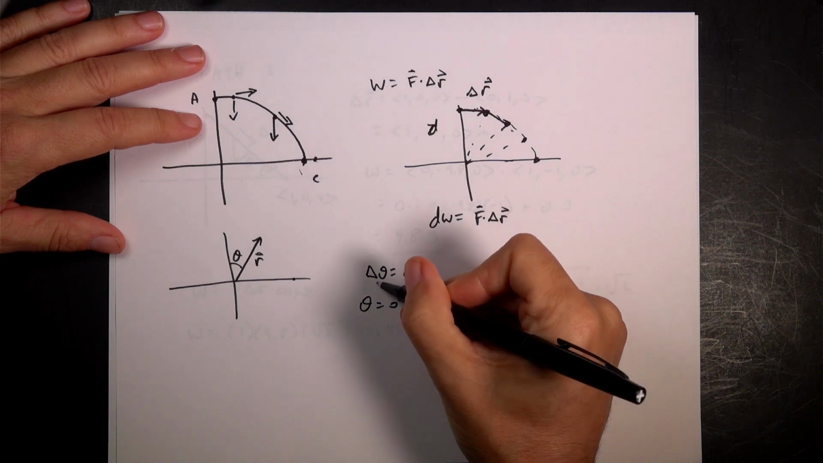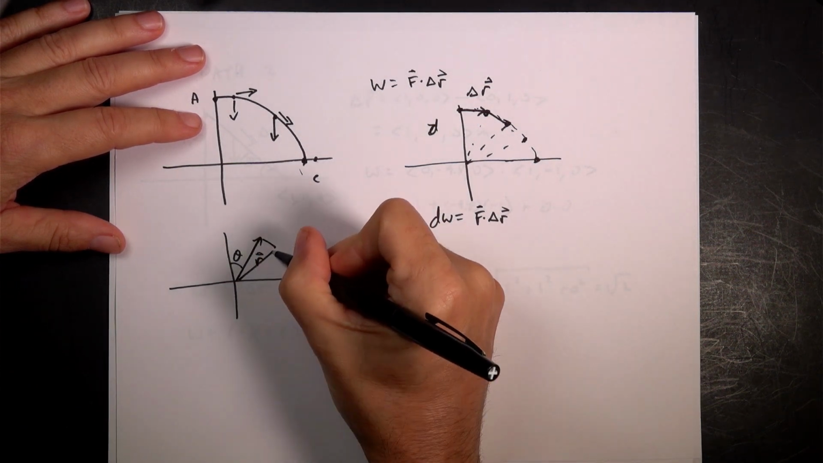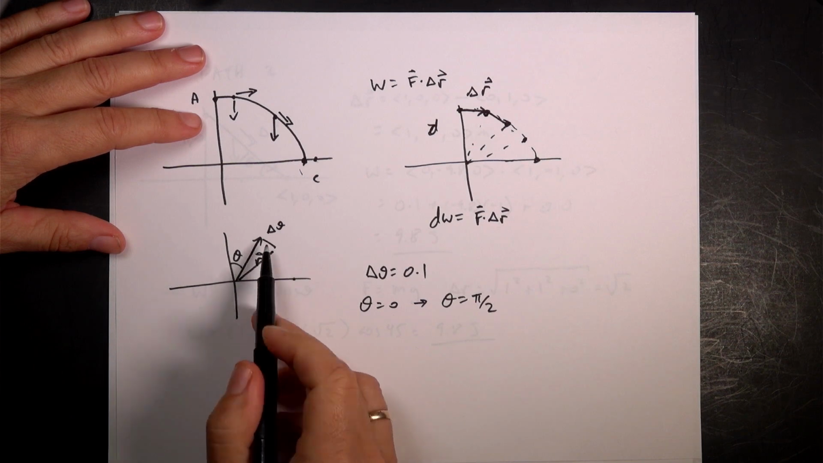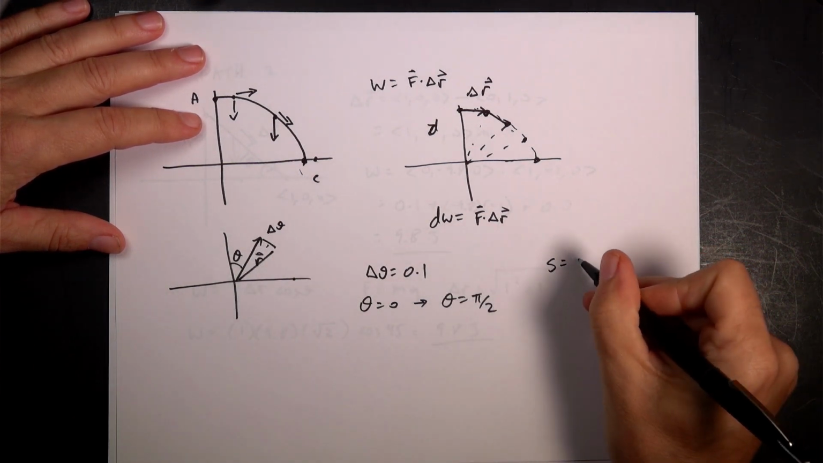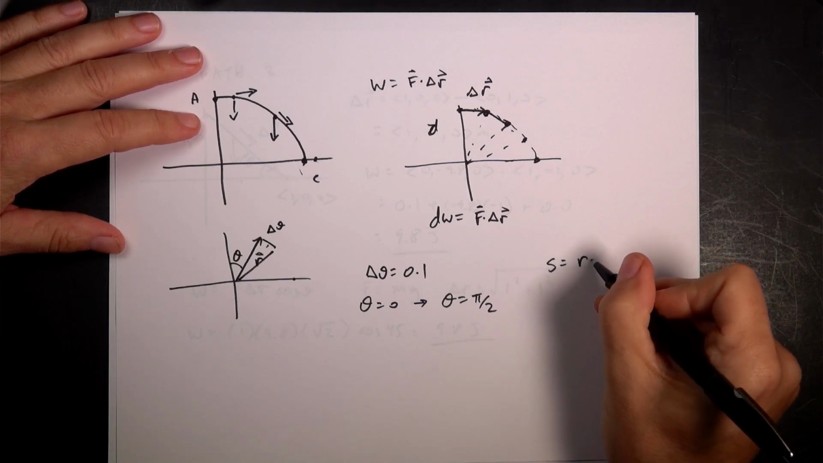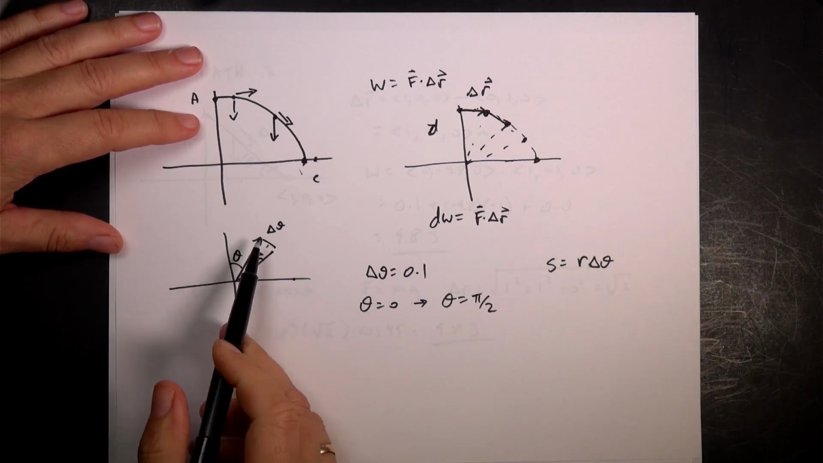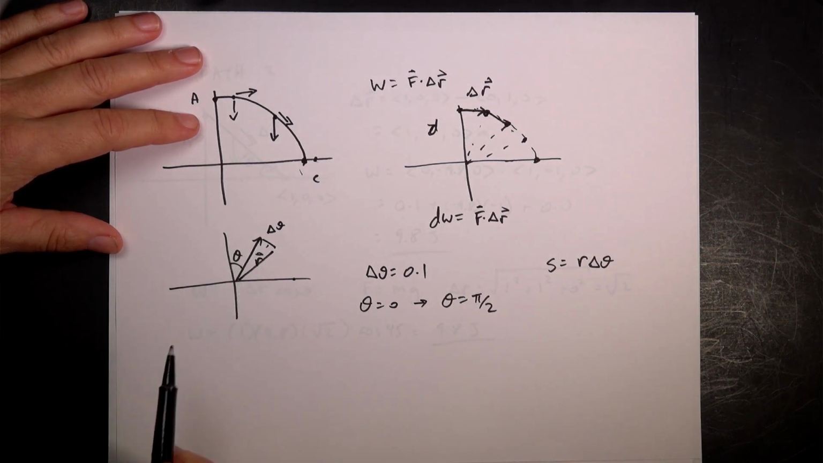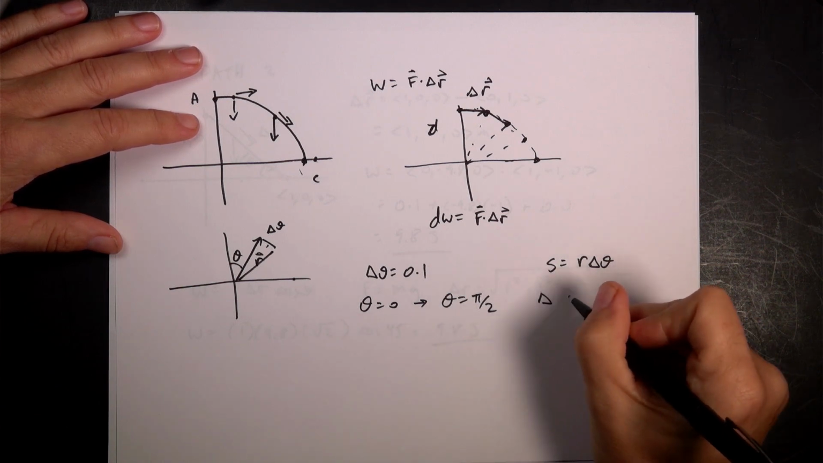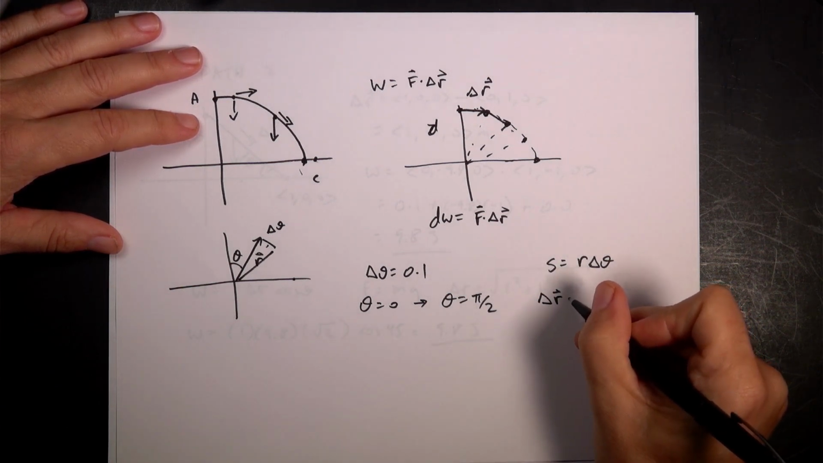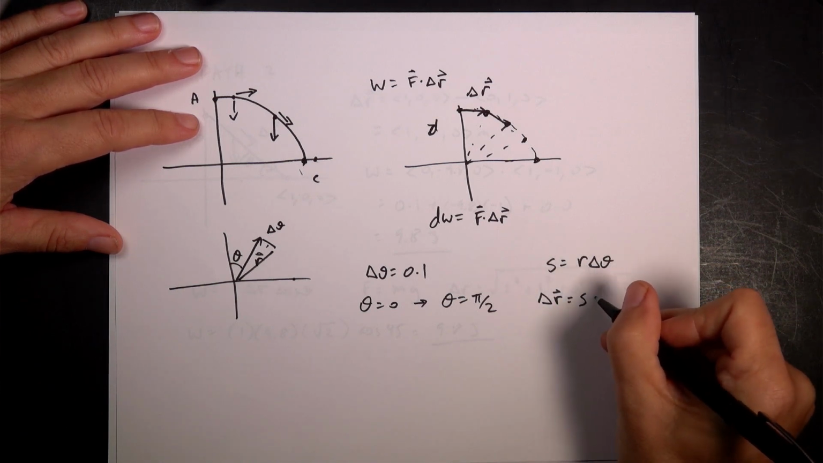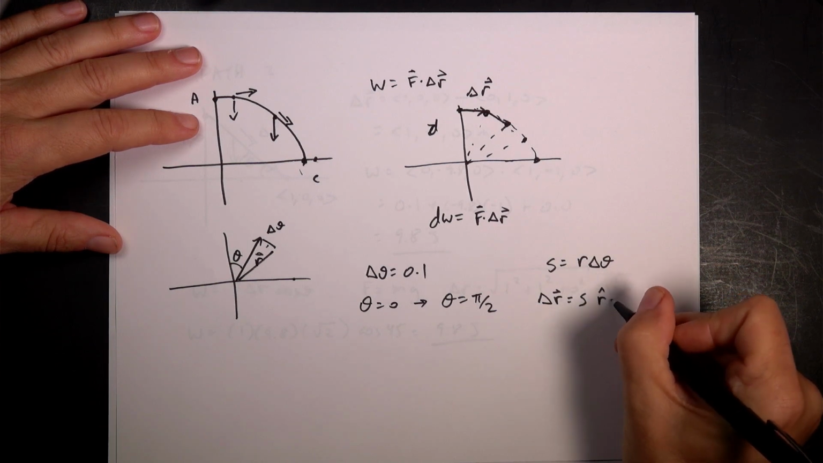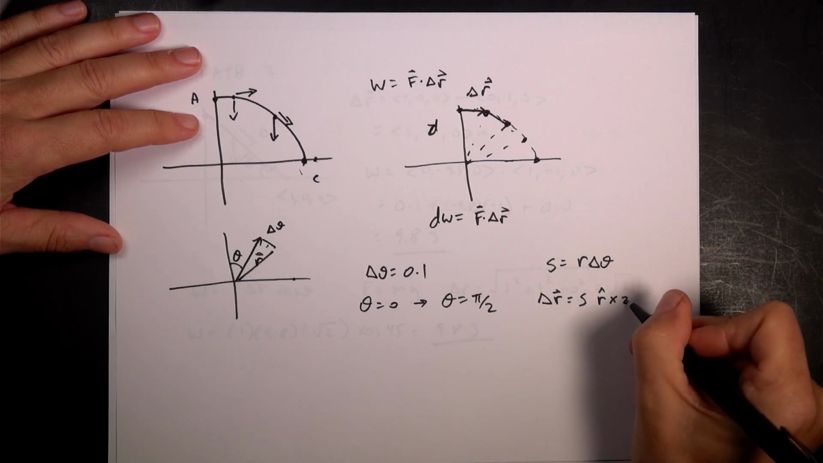So if I have a step size of delta theta at the step angle, I can calculate the length of this right here. I can say S is R delta theta, right? Because that's the arc length of that piece. But I actually need delta R as a vector. So here's a tiny little trick. I'm going to say delta R. You could do it manually if you wanted to. It's going to be S, the length, times R hat cross Z hat.